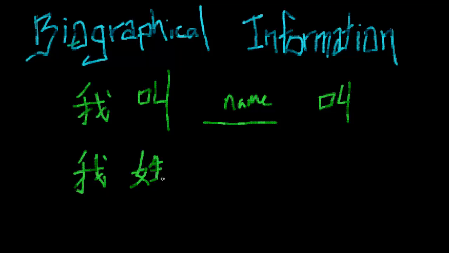This is the character 姓. Just take a look at your paper. It's on every one of your papers. 姓名 我姓. And then here you put your last name.